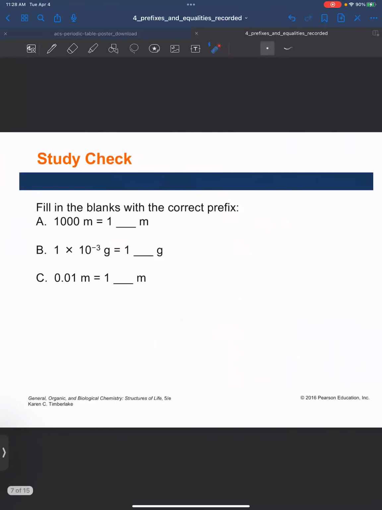So pause the video and try to do this problem on your own using the tables in the previous slides, and then come back and check your work with me.